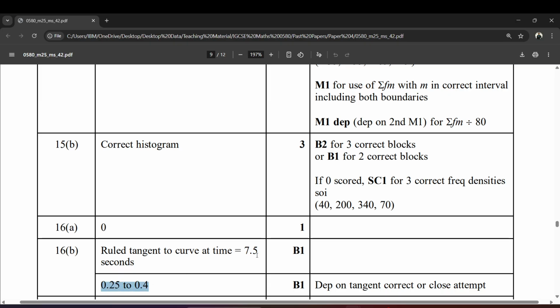So there are two things you need to take care of. The first one is that your tangent should be exactly at 7.5. Don't mess that up. Otherwise, even if you get an answer within the range, you're going to lose a mark for this one. And then secondly, you should carefully choose the coordinates that are easy to deal with, that are easy to read, and then do the calculations.